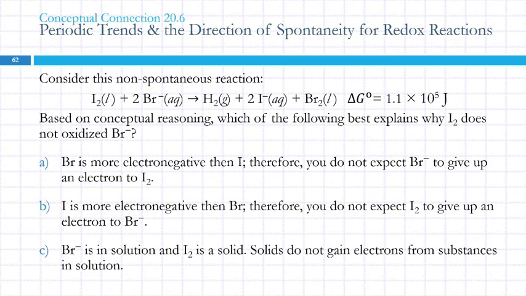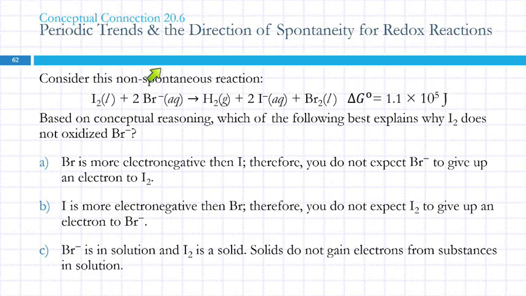Okay, consider this non-spontaneous reaction. Delta G is a positive number. That's what tells us this is non-spontaneous. Based on conceptual reasoning, which of the following best explains why I2 does not oxidize Br minus?